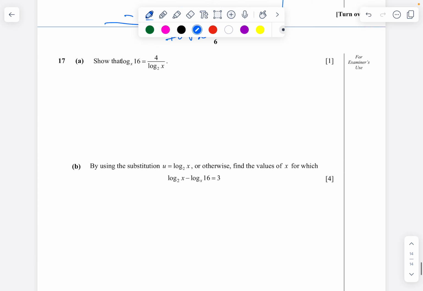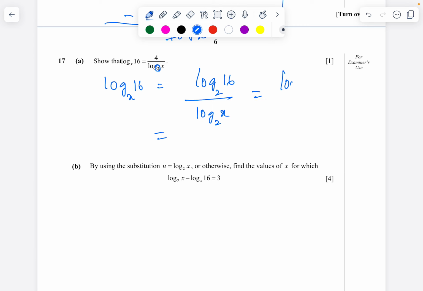Last question. Show that log base x of 16 equals 4 over log base 2x. You can see that the base is changed to 2. So I'm changing the base to 2: log base 2 of 16 over log base 2 of x. Log base 2 of 16, I can write as 2 to the power of 4. So this gives me 4 over log base 2 of x.